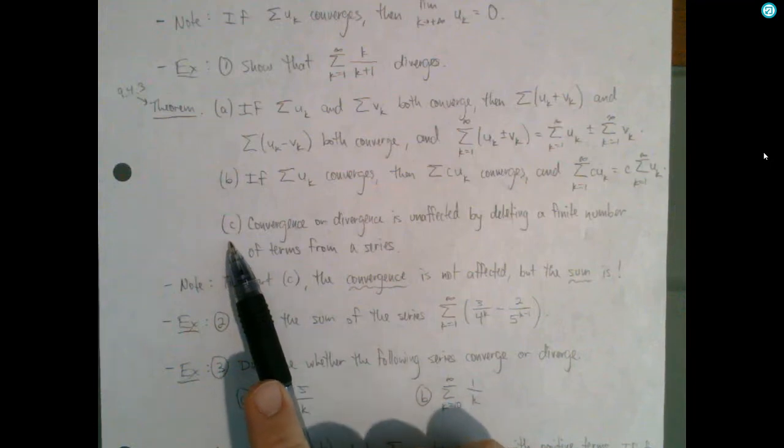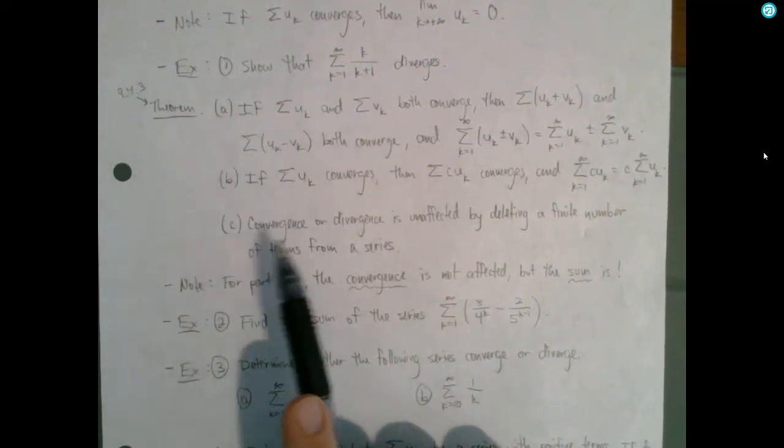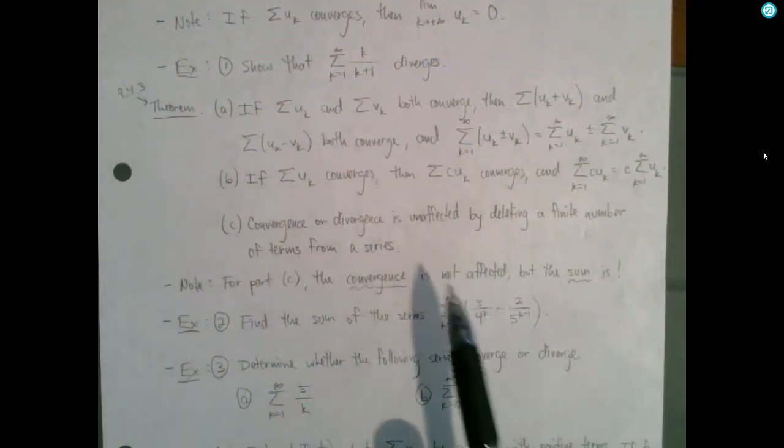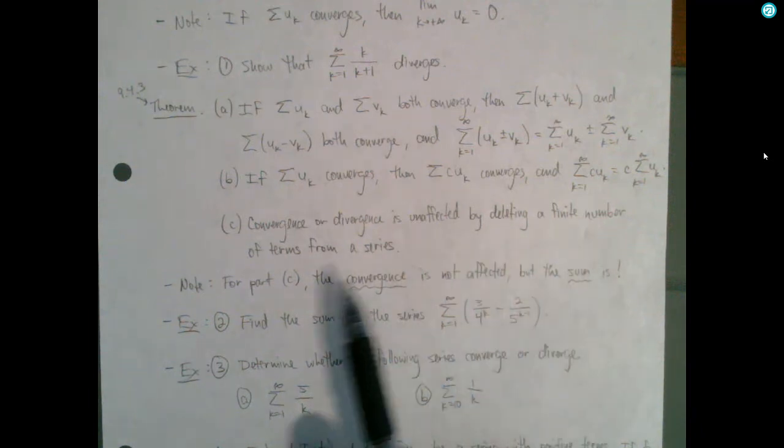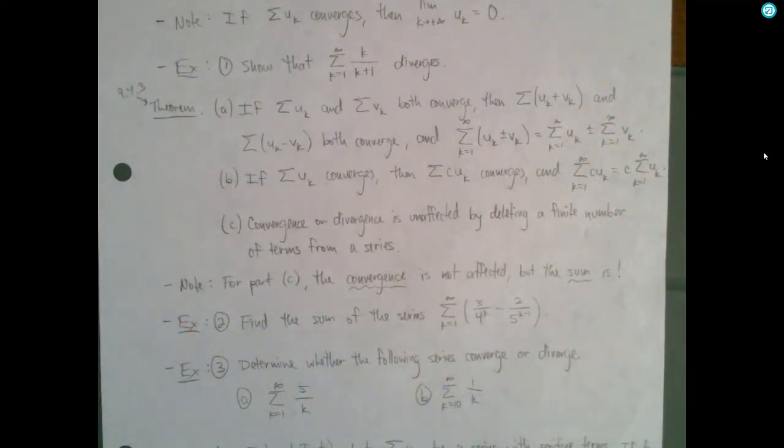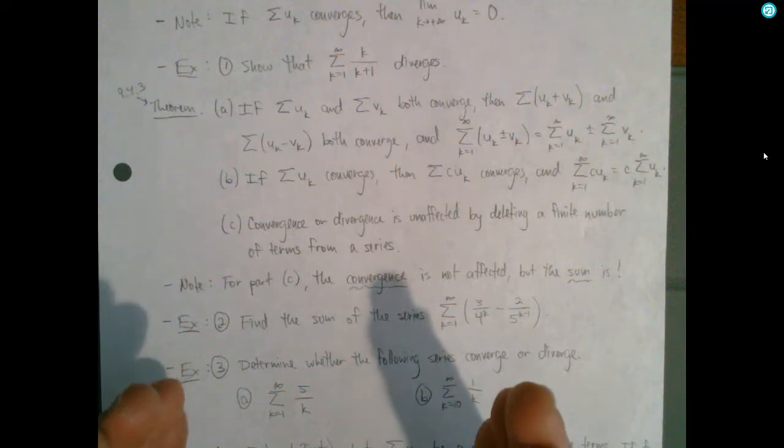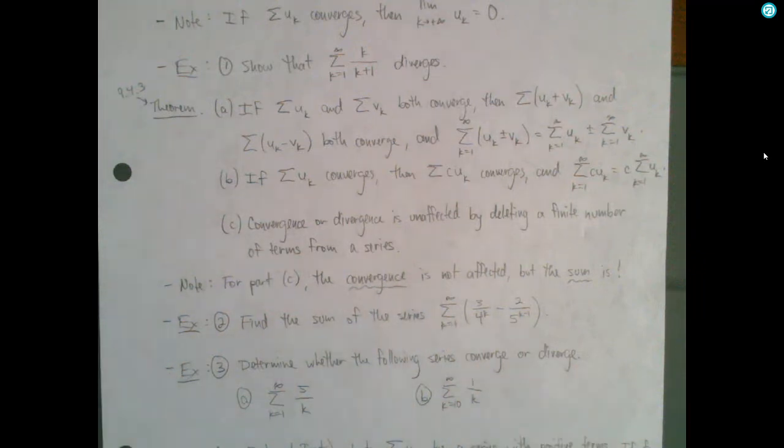Okay. And then the last part of this theorem is that convergence or divergence is unaffected by deleting a finite number of terms from a series. And so in particular, you could take the first 5 or 6 terms out of a series, and if the original series converges, then the one with the deleted terms also converges. If the original series diverges, then the series with the deleted terms also diverges. Okay?